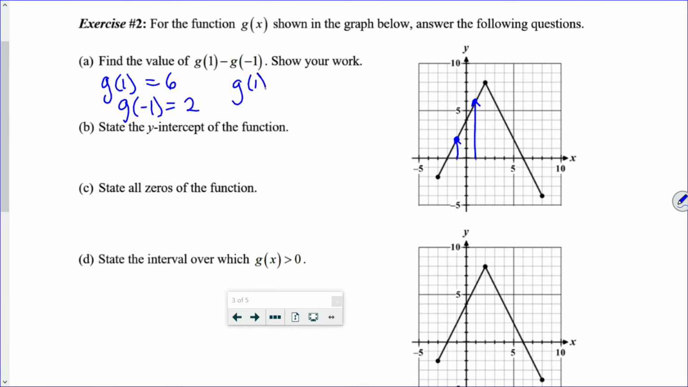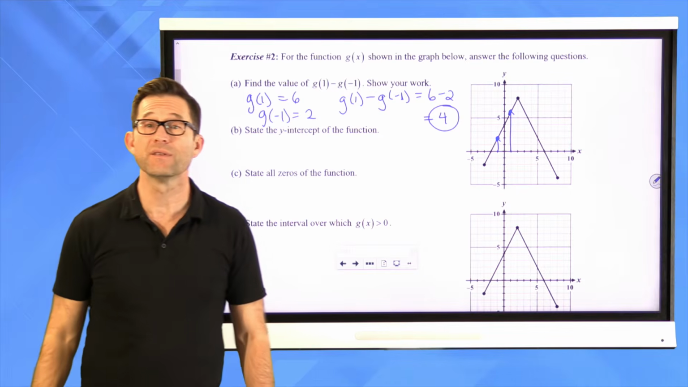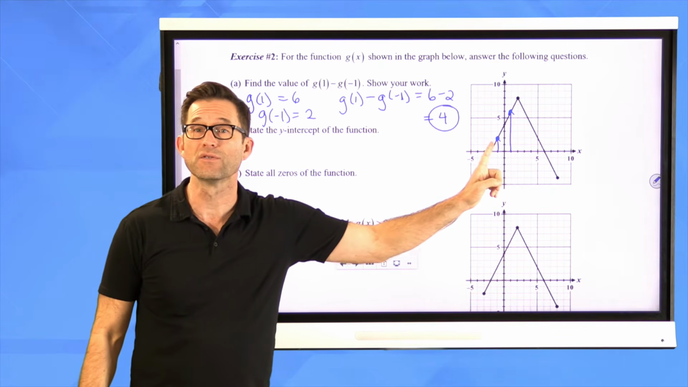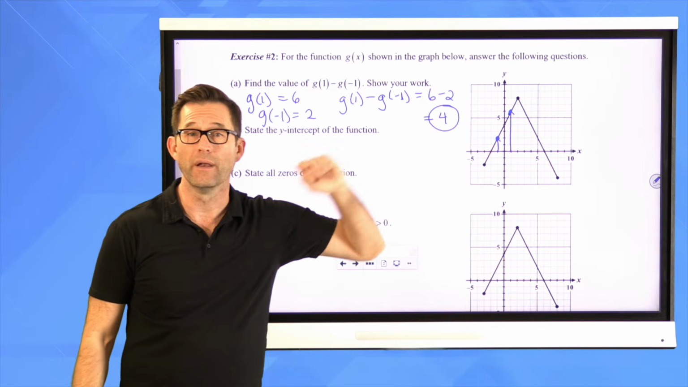So g of 1 minus g of negative 1 is equal to 6 minus 2, and that's equal to 4, right? Telling us, of course, and you can even see this on the graph, that the function has increased by 4 units as it goes from negative 1 to 1.